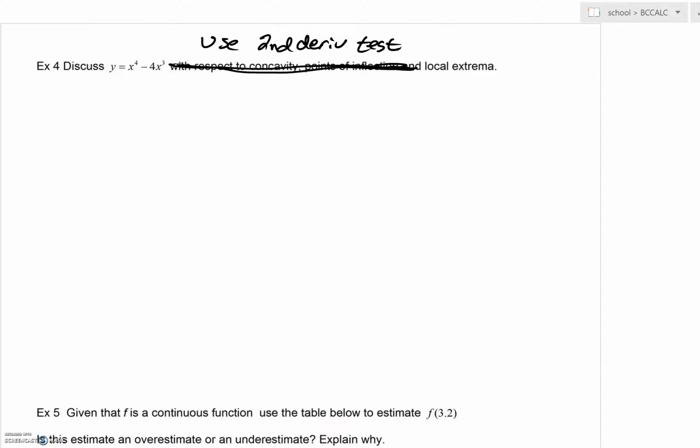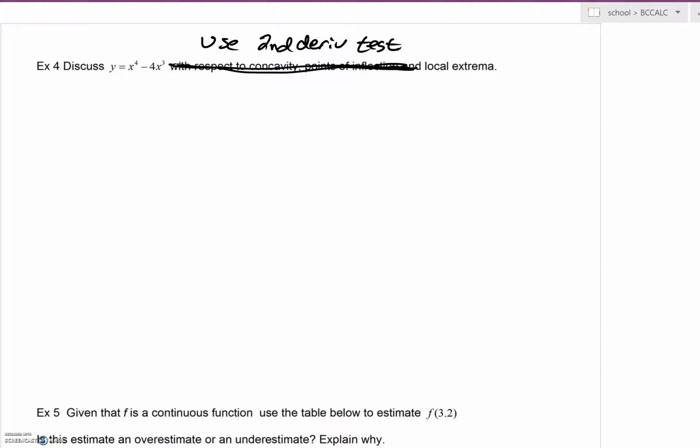Calc BC, we're still in lesson 4.3, a longer lesson. Let's go to example 4. Here we have a polynomial. We'd like to use the second derivative test. We changed the directions to find local extrema.